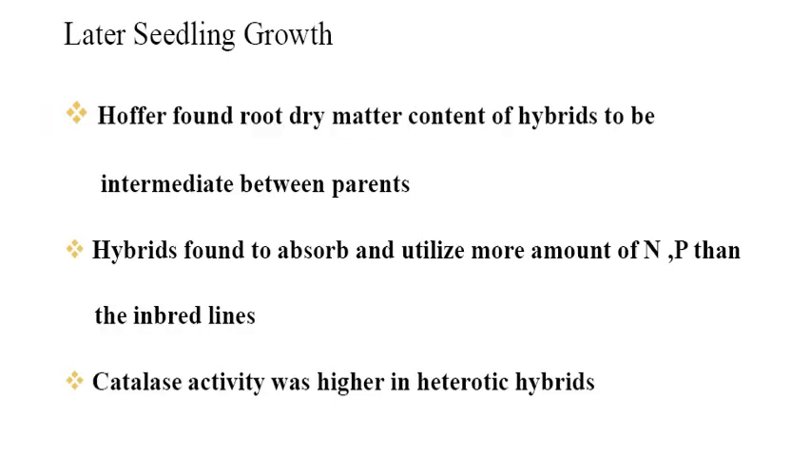Third is later seedling growth. Hofer found root dry matter content of hybrids to be intermediate between parents. Hybrids were found to absorb and utilize more NPK than the inbred lines. Catalase activity was higher in heterotic hybrids. That means enzymatic activity, biochemical and molecular complementation as well as better nutrient absorption capacity is found in the hybrids in later seedling growth as well.